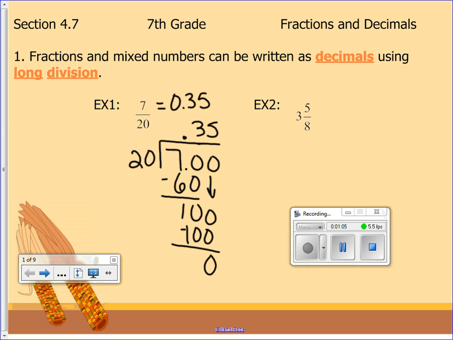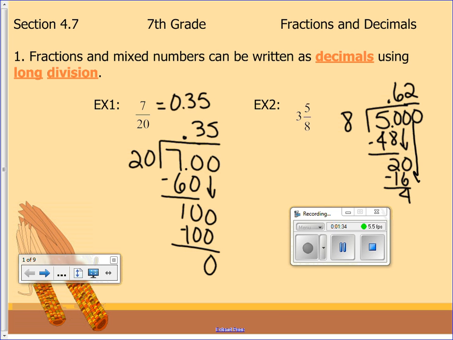In example 2, if we're going to put 3 and 5/8 in decimal form, we're going to take 5 and divide it by 8. So 3 and 5/8 in decimal form would be 3.625.